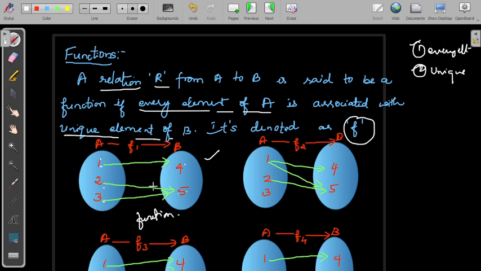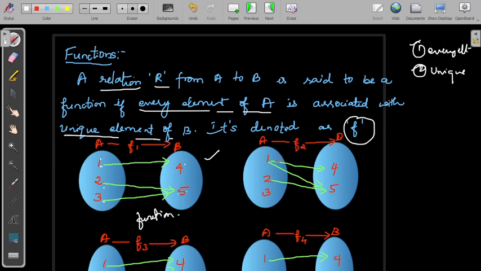If 2 went to more than one element at a time, then the uniqueness would not be satisfied. But 2 goes to only 5, 3 goes to only 5. Two elements may go to the same element. That is not a violation of the second condition. One particular element should go to only one element at a time. That is the requirement, and it is satisfied in the first example. So it is a function.